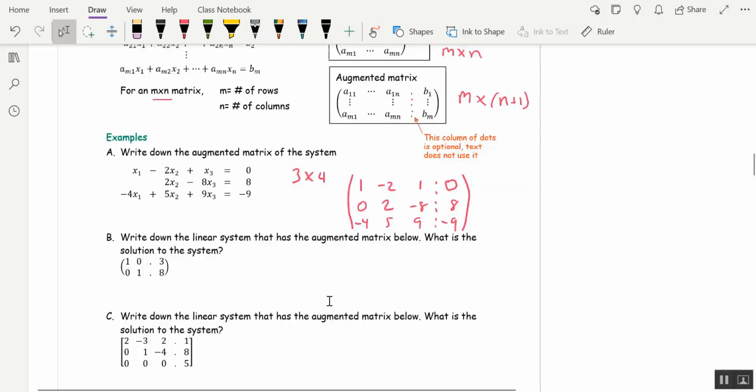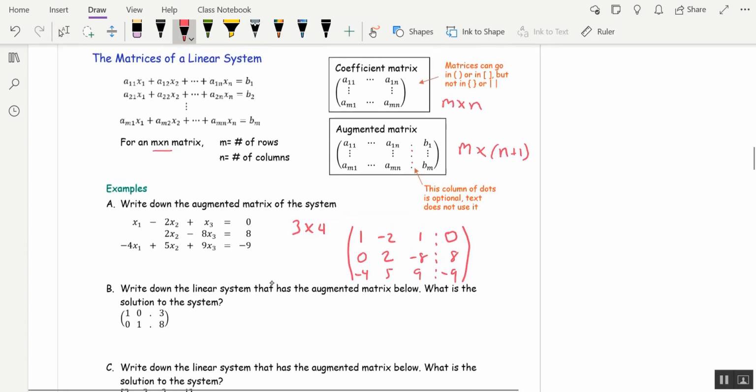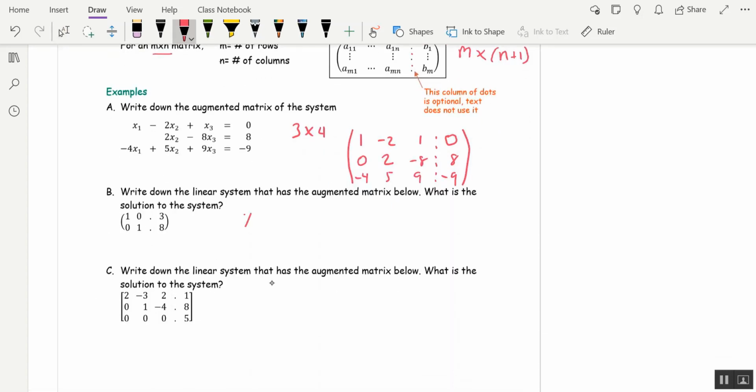Okay, next one, write down the linear system that has the augmented matrix below. So I'm told that it's augmented, so I know that 3, 8 is my answer column. So this reads 1 times x1, plus 0x2, equals 3. I'm not going to write plus 0x2 because it's kind of clunky, so I'll just write x1 equals 3, and the second line corresponds to x2 equals 8. Well, if x1 is 3 and x2 is 8, then the solution is 3, 8.